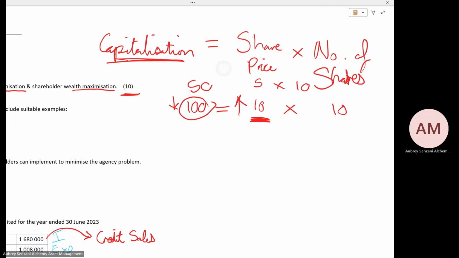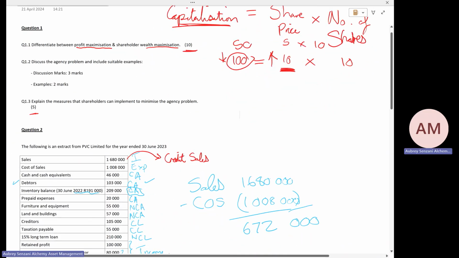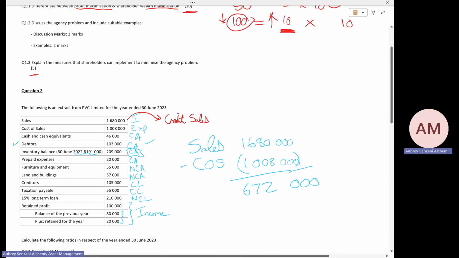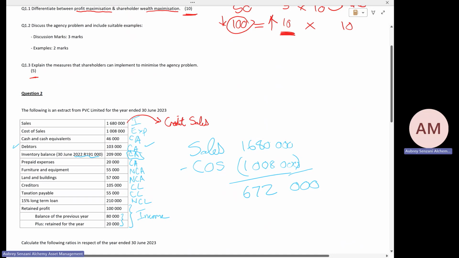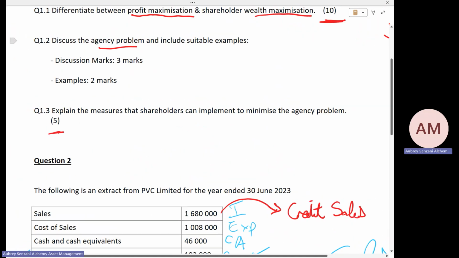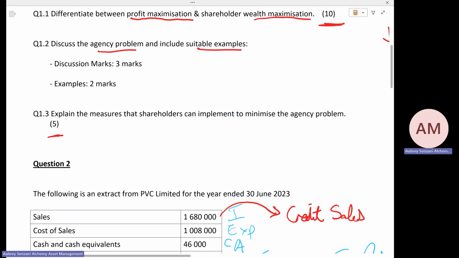Okay. So that was 1.1.1. Oh, we still have time. Discuss the agency problem, and include suitable examples. So here they even told you discussion, 3 marks, and then examples. All right. So what is the agency problem?